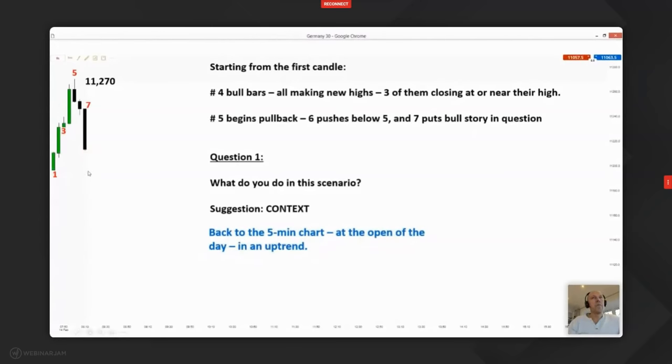So what I apparently asked you to do before the sound went is, what do you think is going to happen from here? What would you do if you were confronted with this pattern?